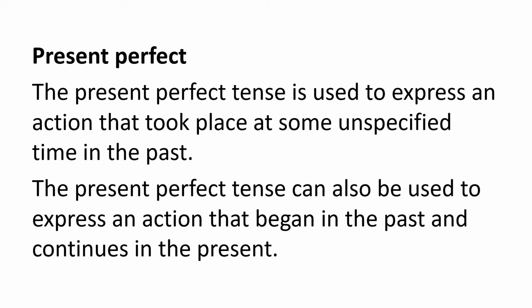Perfect tense. The present perfect tense is used to express an action that took place at some unspecified time in the past. The present perfect tense can also be used to express an action that began in the past and continues in the present. Sa present perfect tense, gumagamit tayo ng words na has, had, and have.